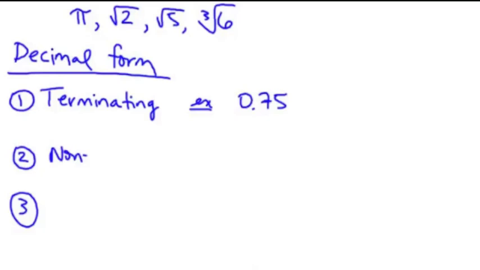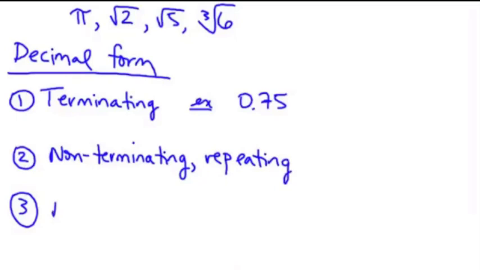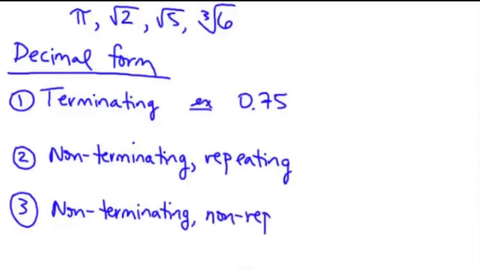There's two different kinds of non-terminating decimals. Non-terminating and repeating, or I'm sure you can guess this one, non-terminating and non-repeating. So let me give an example of each of these. A non-terminating but repeating example is 0.3 repeating.